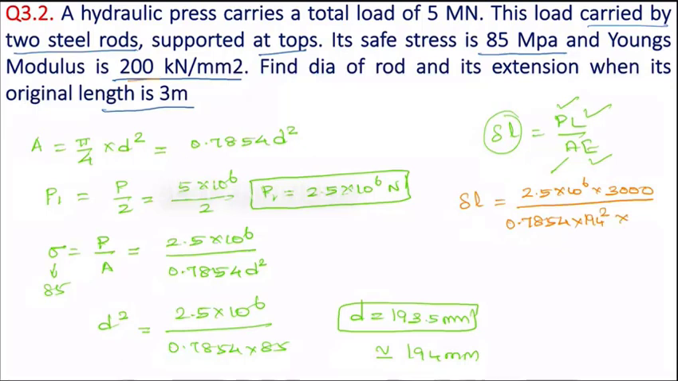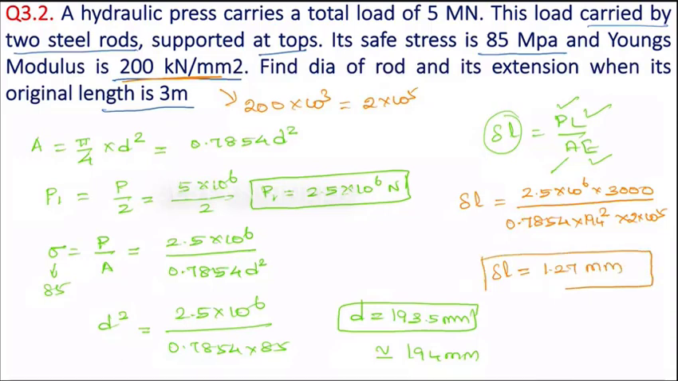Here Young's modulus value is 200 into 10 power 3, so we can write it as 2 into 10 power 5. We will get change in length equal to 1.27 millimeter. When applying a load of 5 meganewton, the rod will extend 1.27 millimeter.